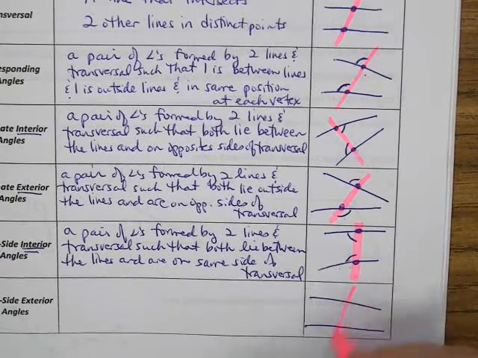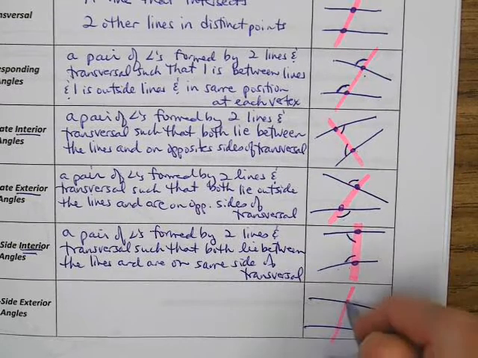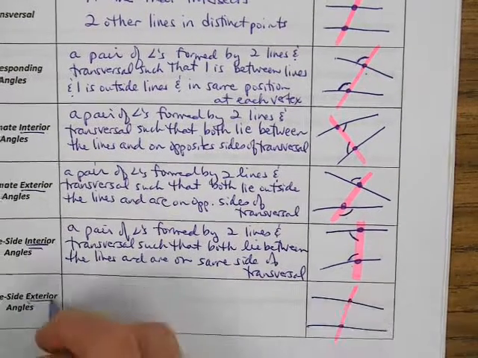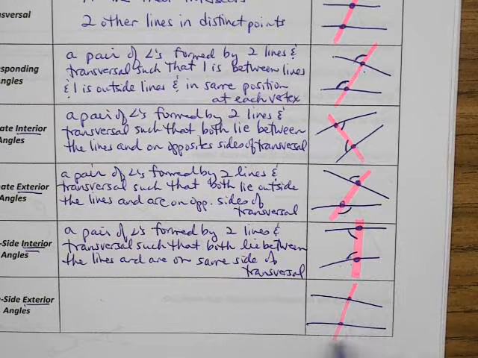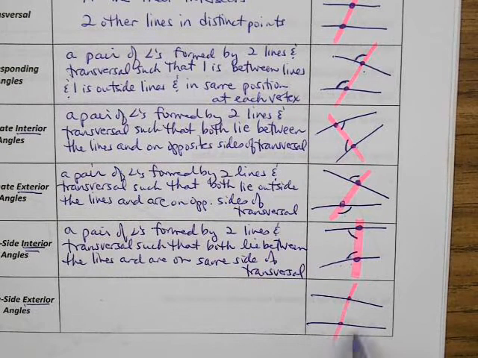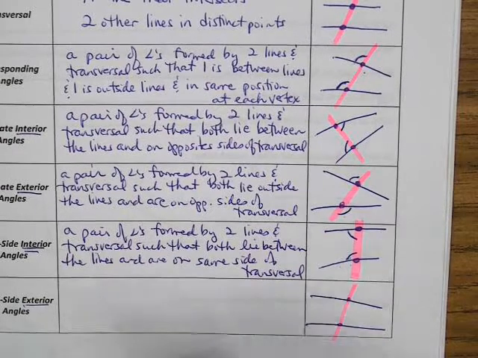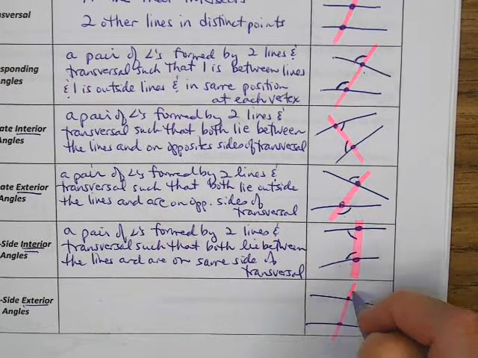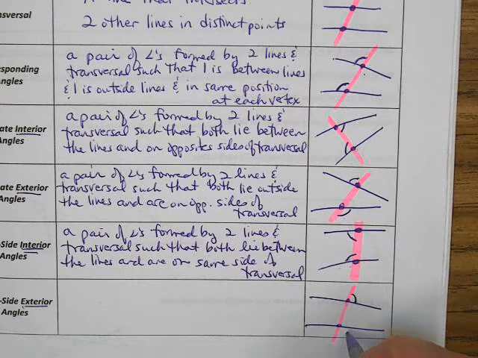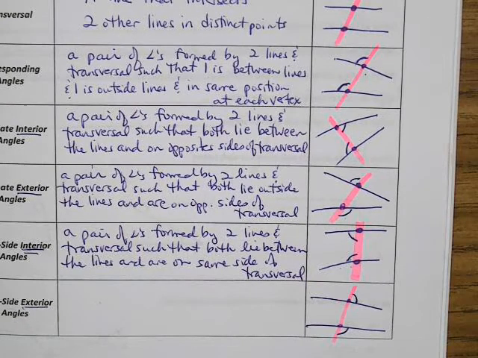We have a transversal. There's my intersection points. Exterior means I need to be on the outsides of the lines. That would be here and here on the top and on the bottom. And I need same side. So if I choose this guy right here, I have to go on the same side and on the outside of the lines. That would be that angle right there.